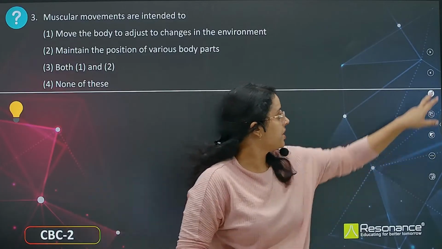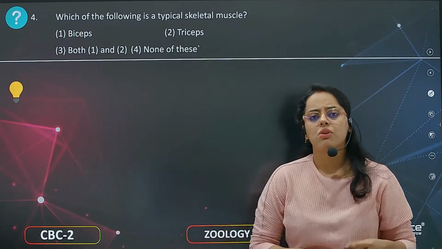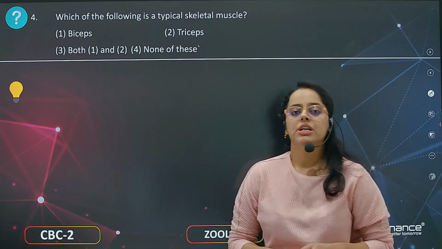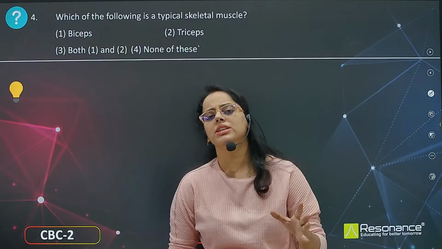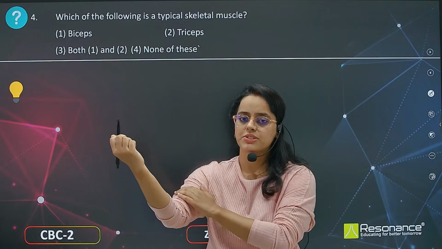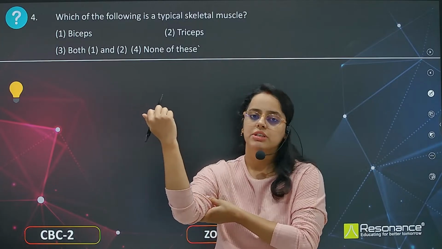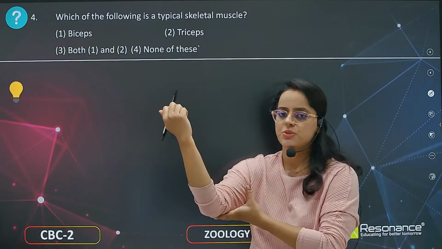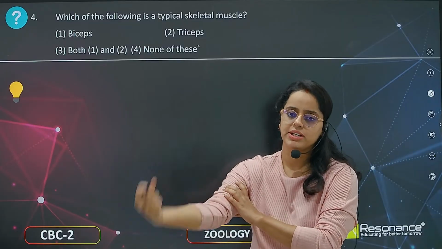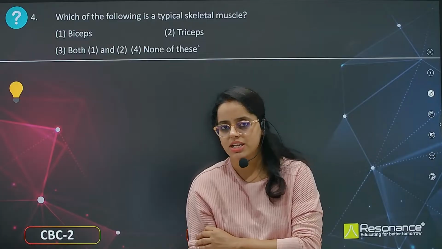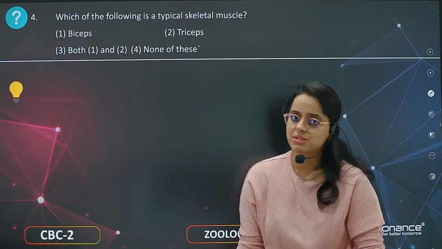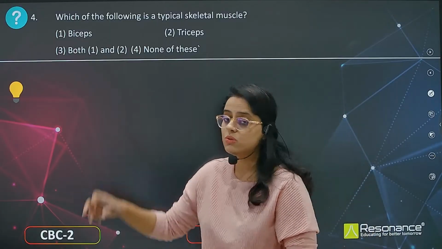Now going to the next question. Which of the following is a typical skeletal muscle? Biceps, triceps, both 1 and 2, and none of these. So skeletal muscles are the muscles which are joining the bones, right? Here, the biceps are present on the upper, outer side, and the dorsal side below has triceps. Both are attached to the bones, which is the reason they cause movements like this, and these biceps and triceps are voluntary muscles, skeletal muscles which are under our control. So both 1 and 2.